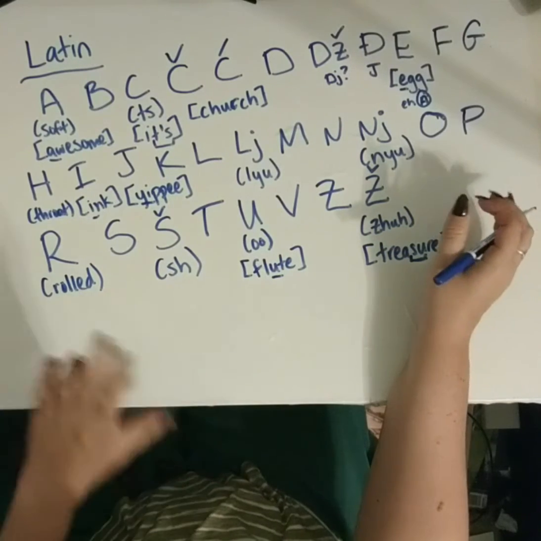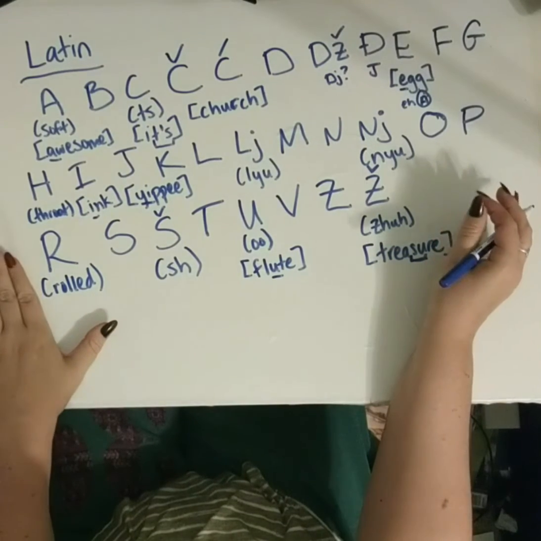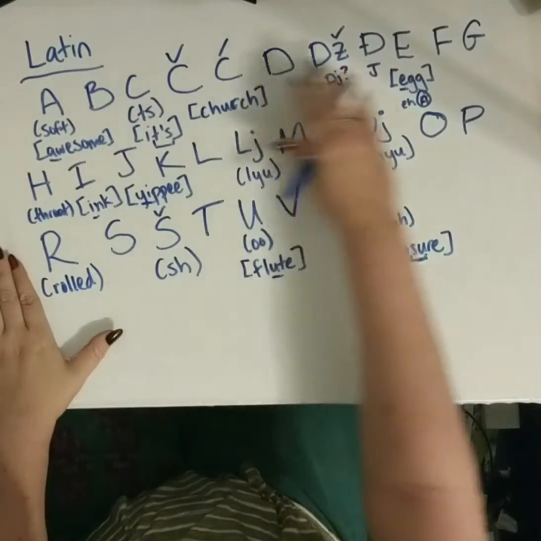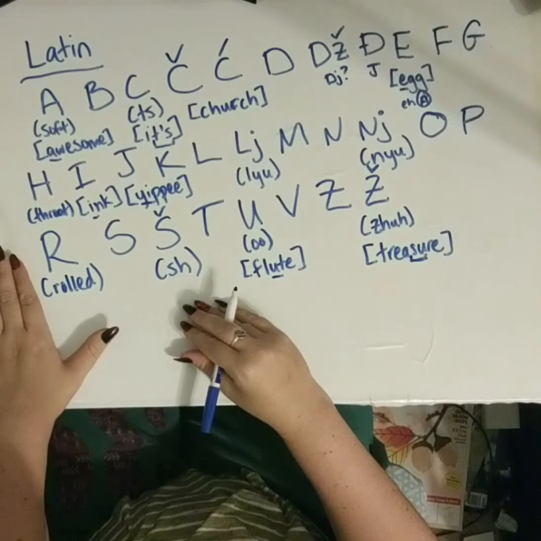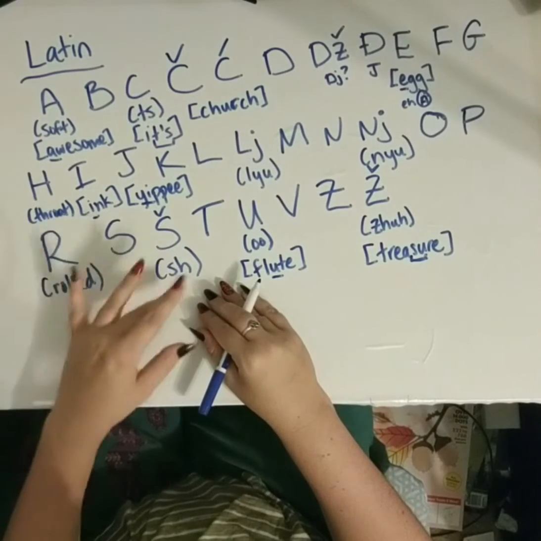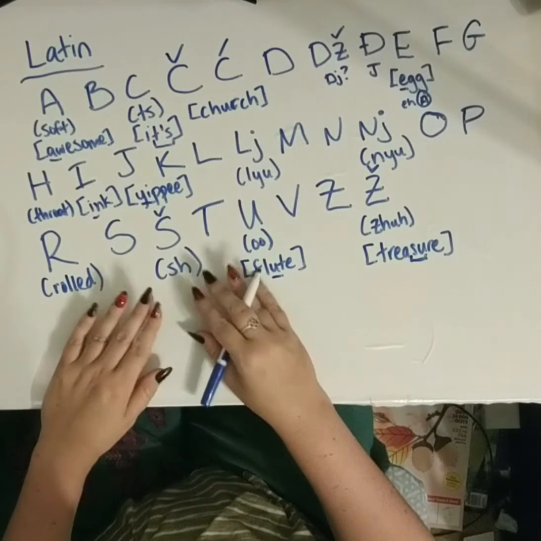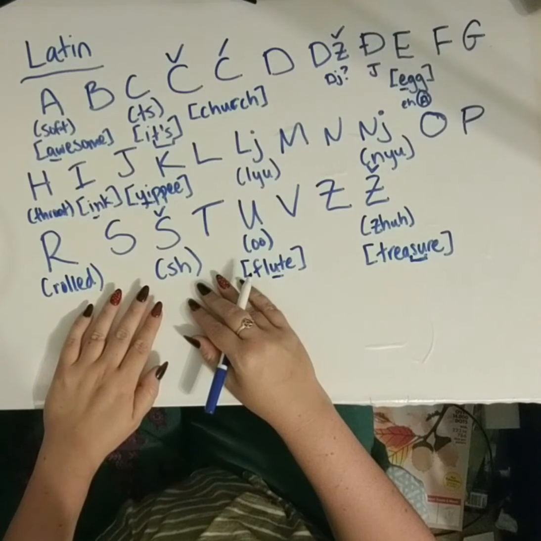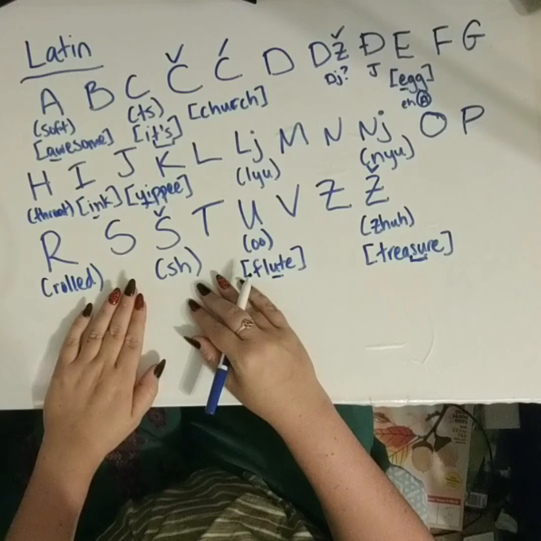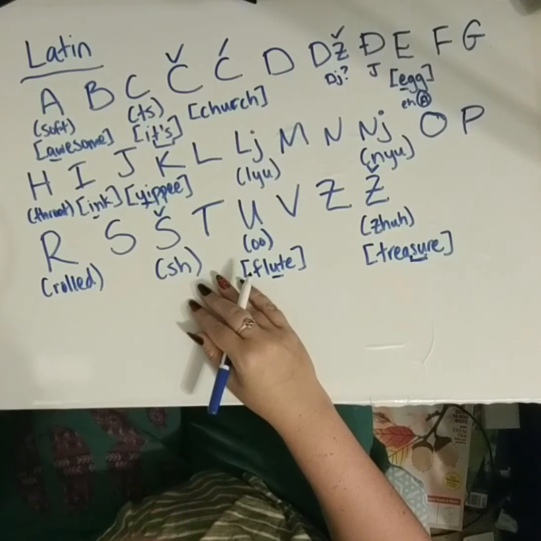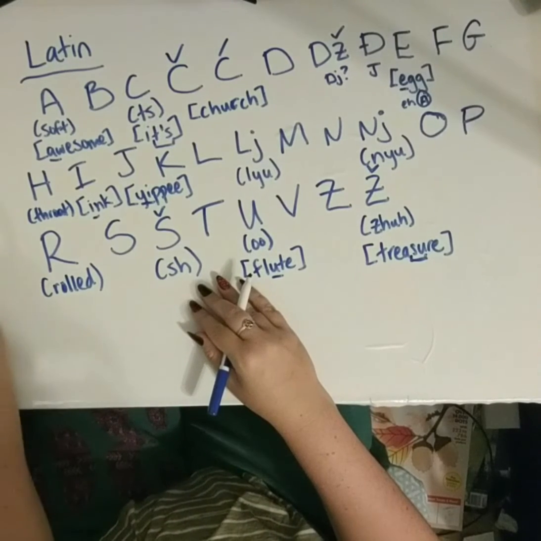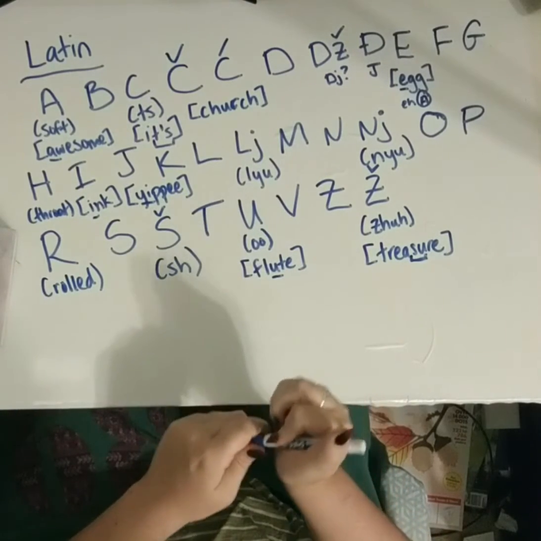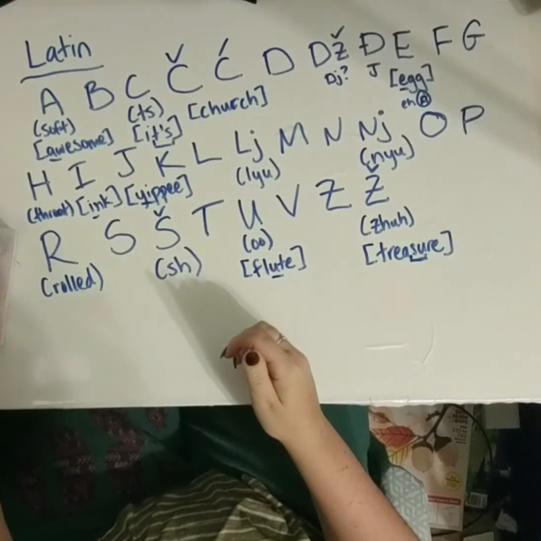So this is the Latin version of Serbian. The Cyrillic version has all the same exact sounds, so we're not going to go over what all the sounds sound like in English again. It has the exact same amount of letters, same exact sounds. So this is what it looks like in Latin. So let's go over it one more time while I erase, and then we'll do the Cyrillic. Here we go.